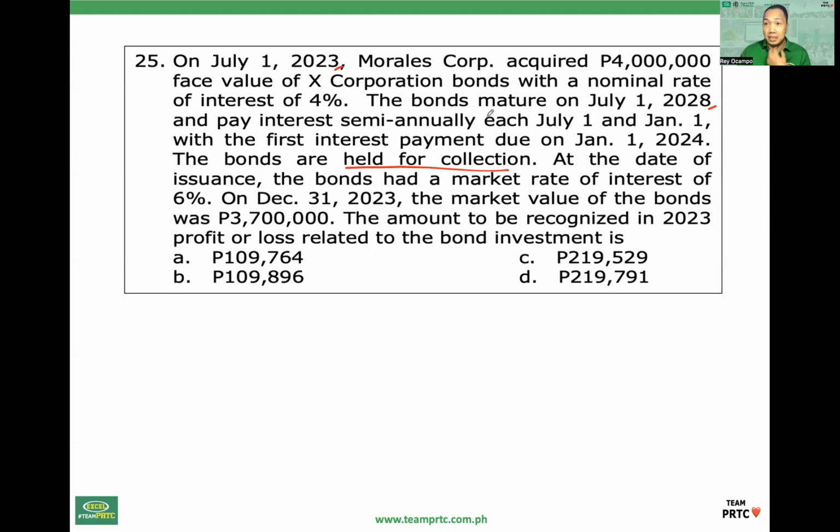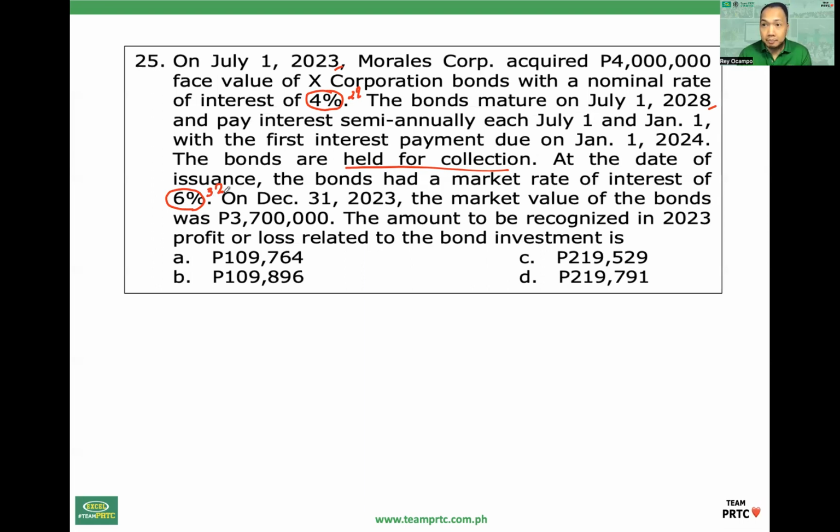So July 1 is an interest payment date, so it was acquired on the interest payment date. Because it is semi-annual, let's convert the rate. Nominal 4 divided by 2, so semi-annual 2%. The prevailing rate at the time of purchase is 6%, so 6 divided by 2, the market rate at that time is 3%. And because it is 5 years, times 2, 10 payments.